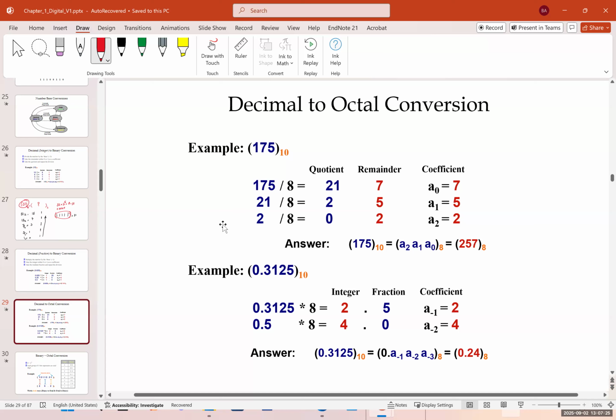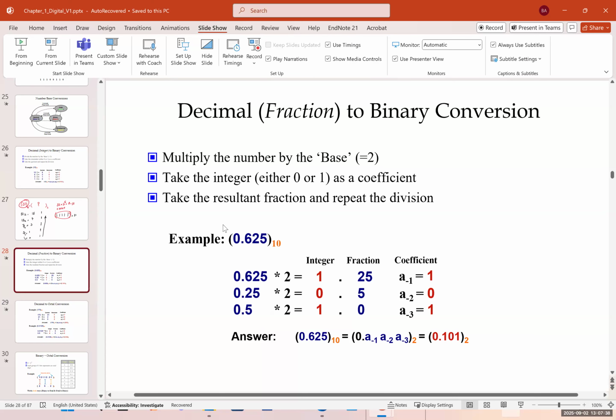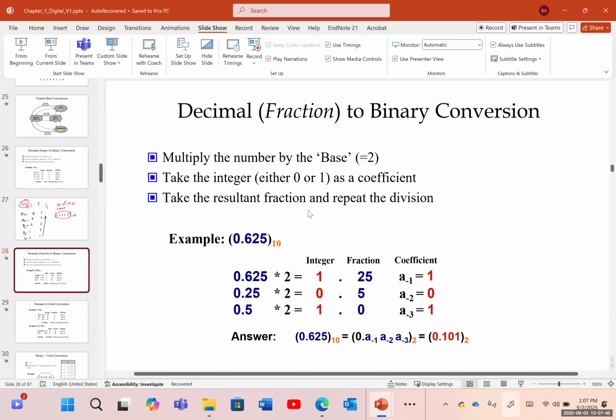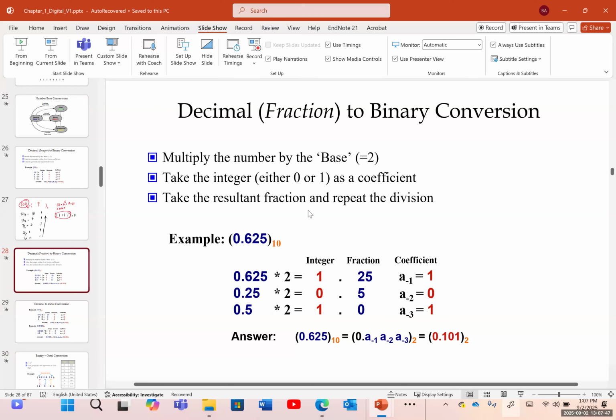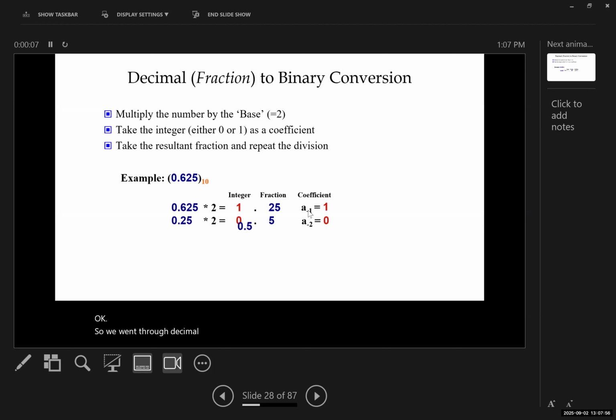So for example, if we want to convert 175 to the base of 8. I think it's better to go on slideshow. And I want you to practice on these as well. Just give me a few seconds. Okay. So we went through decimal fraction. We would multiply them.